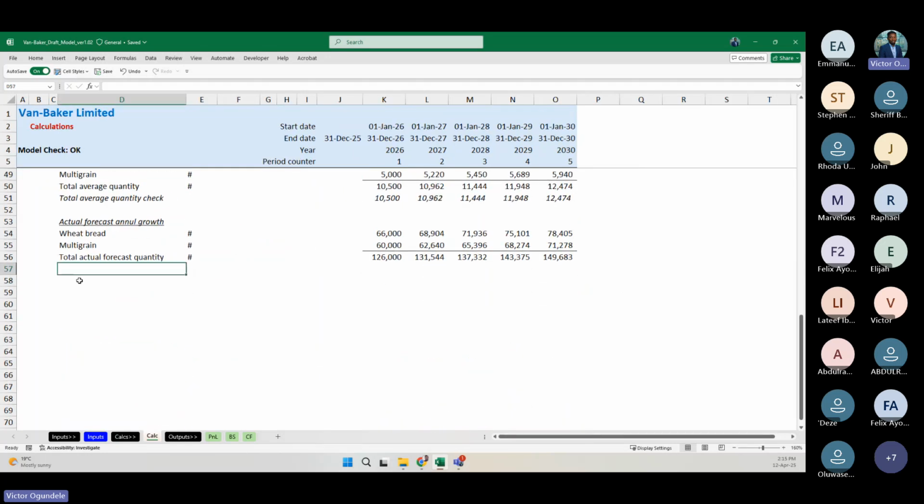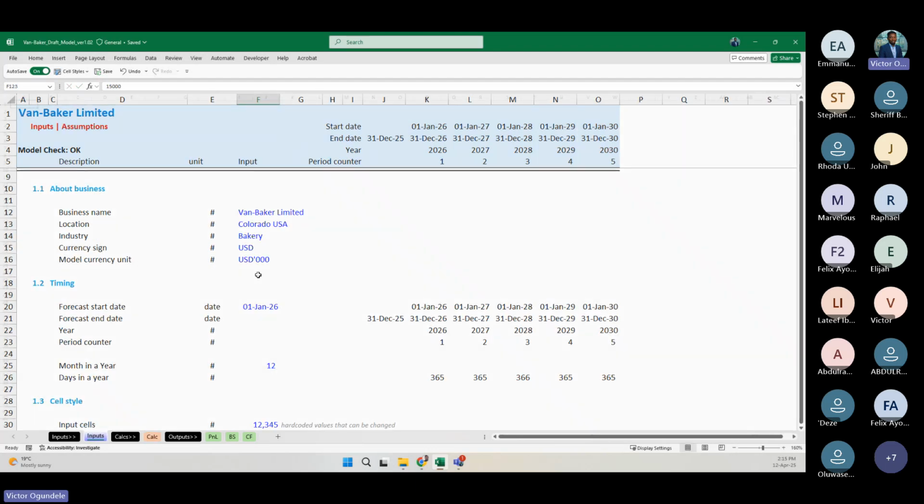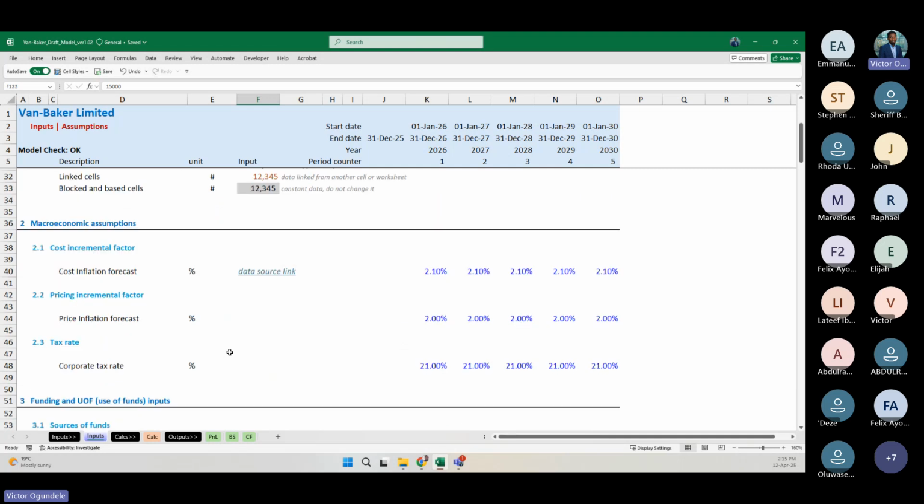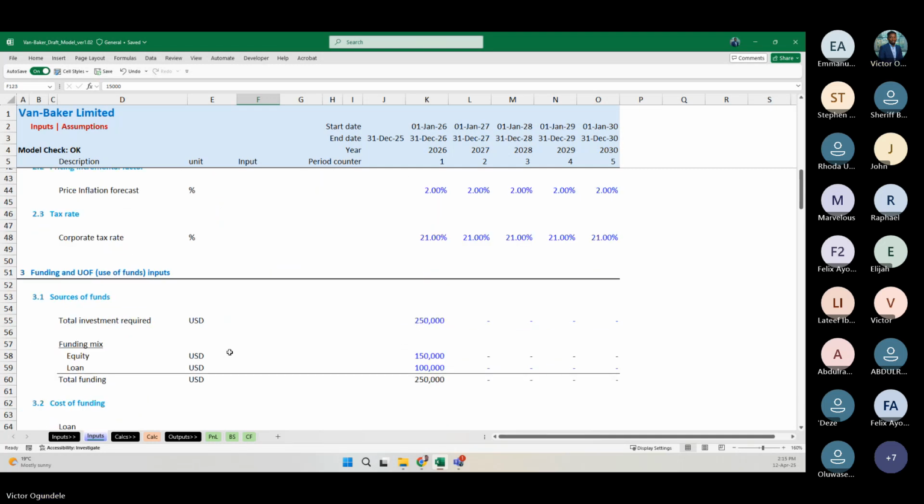So now let's calculate our revenue. My white bread, multi-grain, we have our total revenue. Our currency is USD, so let me link that straight to our currency of USD in actual. Also, please always remember that when you are building your model, try as much as possible to maintain the same unit of value. If your inputs are in thousands, make sure the model is in thousands. If they are in units, just leave them the way they are.